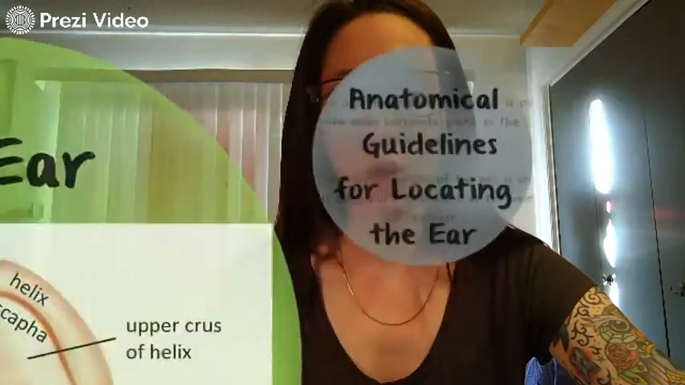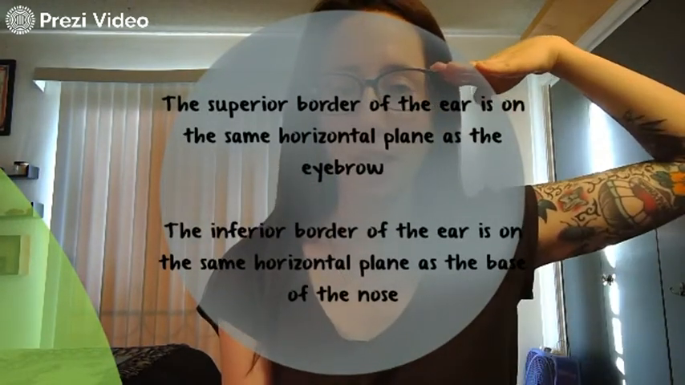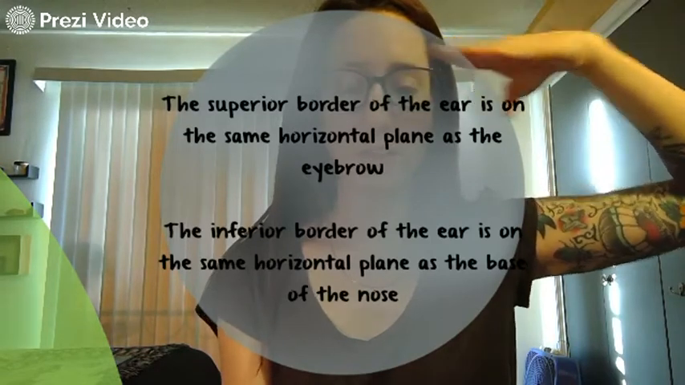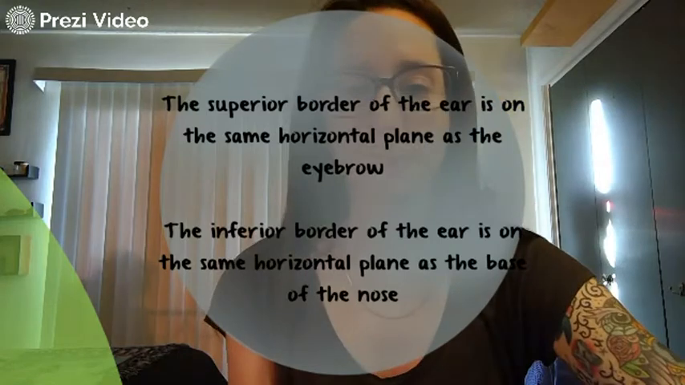The anatomical guidelines for locating the ear: the superior border of the ear is on the same horizontal plane as the eyebrow, and the inferior border of the ear is on the same horizontal plane as the base of the nose.